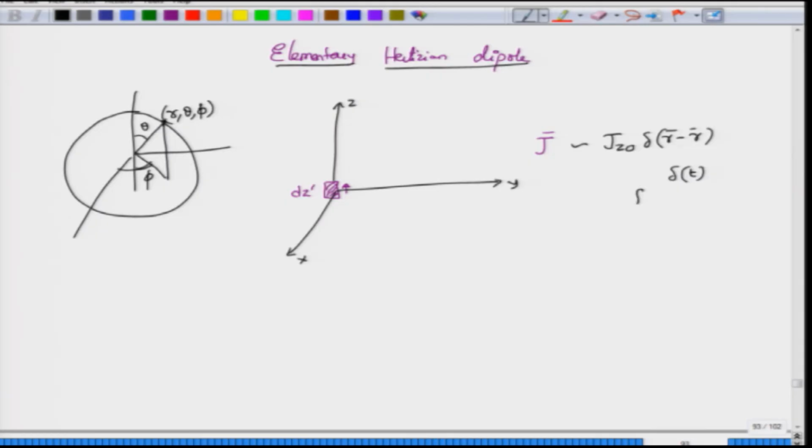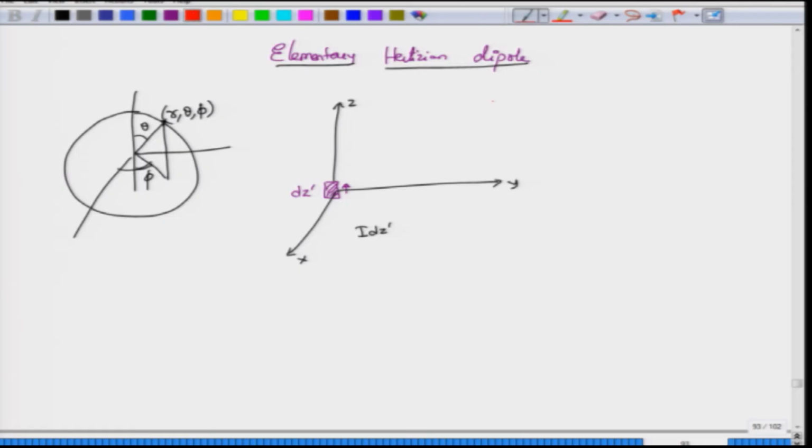So, this can be expanded as delta of z minus z prime, delta of x minus x prime, and delta of y minus y prime. Essentially it is a very small quantity, so do not worry too much about it. The current density is I jz0, and the current itself can be thought of as I dz prime, which is very slowly varying. Now, what am I interested in?